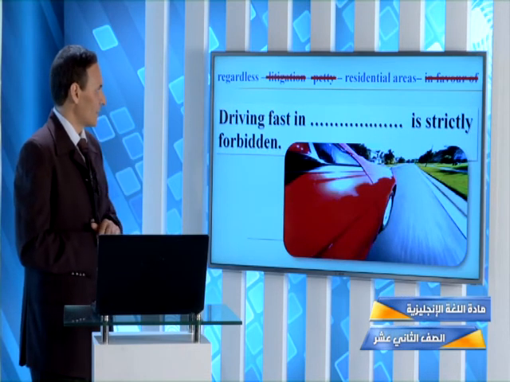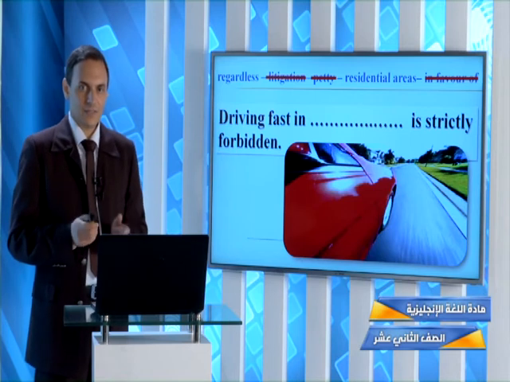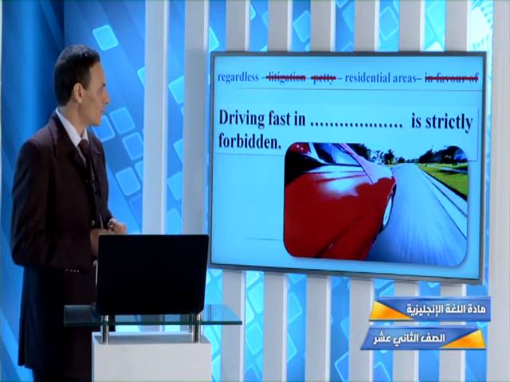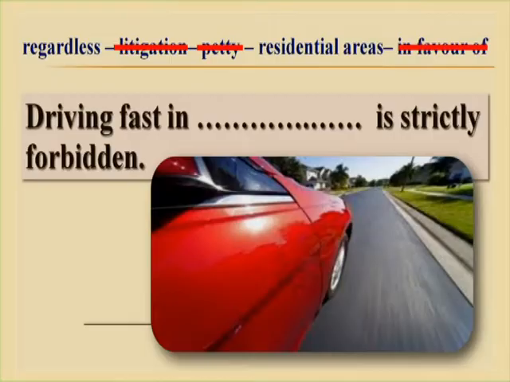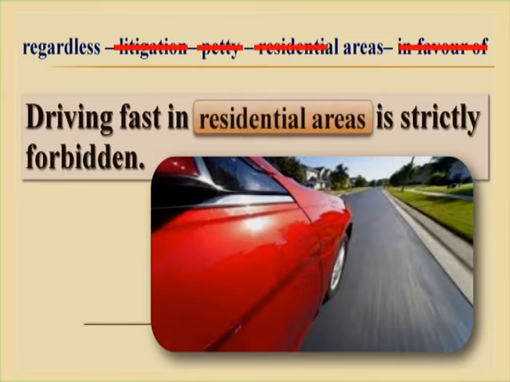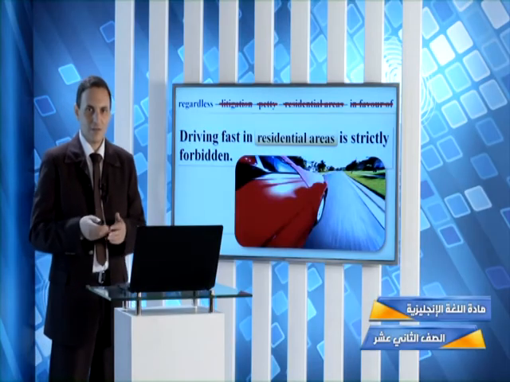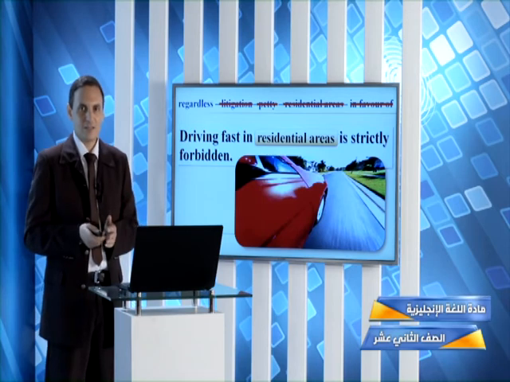Now, next sentence: driving fast in space is strictly forbidden. So, driving fast in where? We need a place. In residential areas is strictly forbidden because it is full of houses, and in the houses there are people living there and it is crowded.